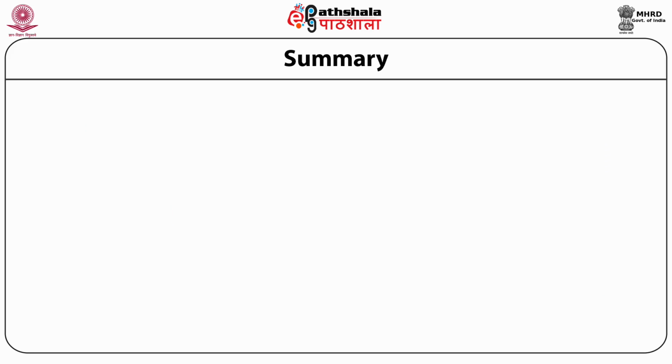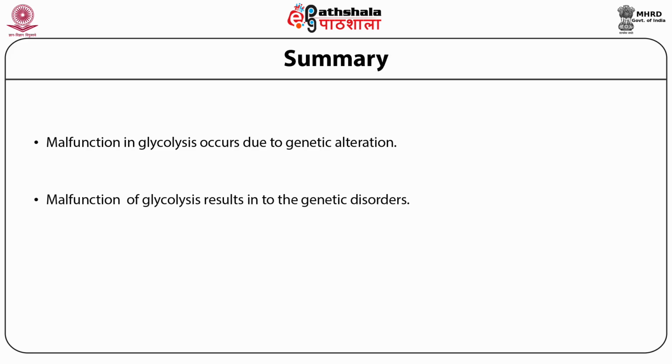In this chapter, we learned that malfunction of glycolysis occurs due to genetic alteration. Malfunction of glycolysis results in genetic disorders. These unique diseases are quite varied in age of onset of symptoms, morbidity and mortality. These diseases are classified according to their individual enzyme deficiency. Each of these enzymes regulates glycolysis.